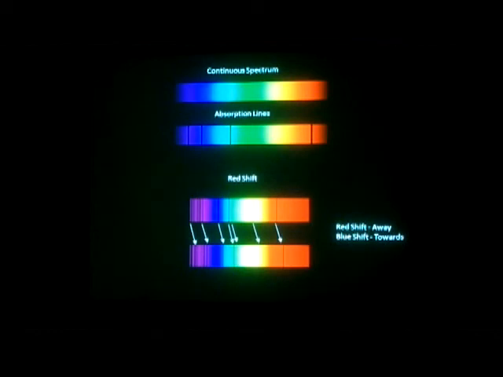Well, these absorption lines actually shift left and right. These black lines that you see will shift left and right depending on whether the star is moving towards us or whether it's moving away from us. So it's really easy to tell.